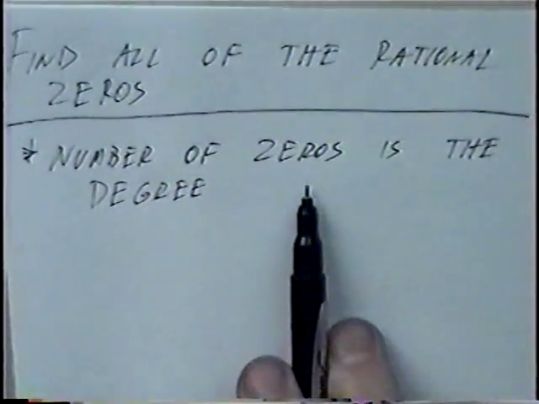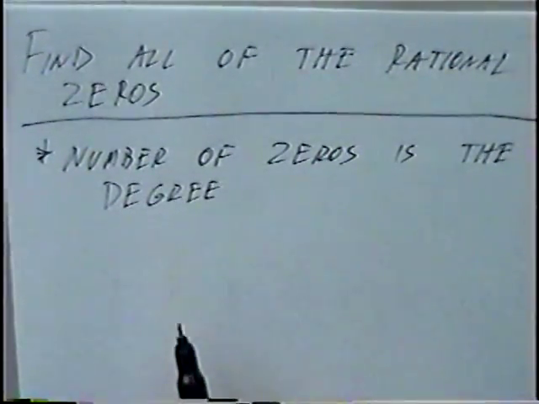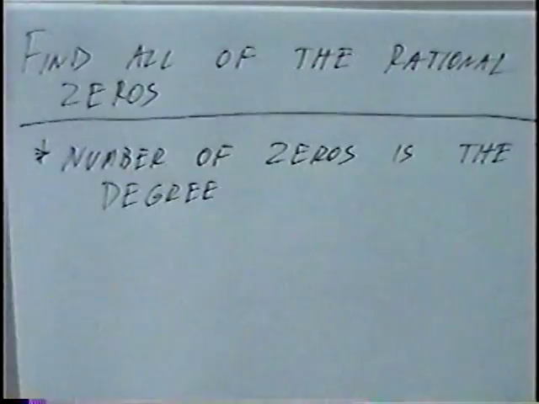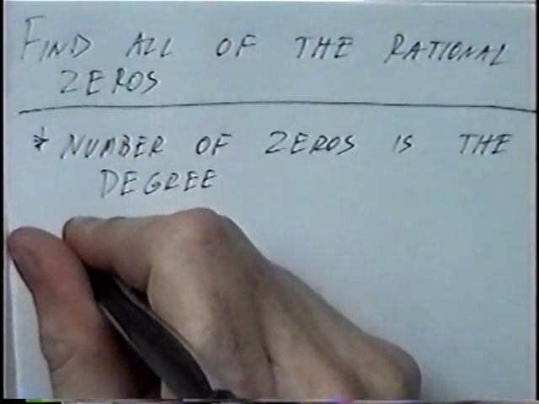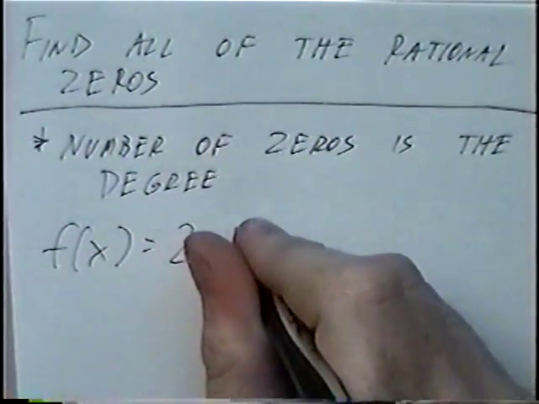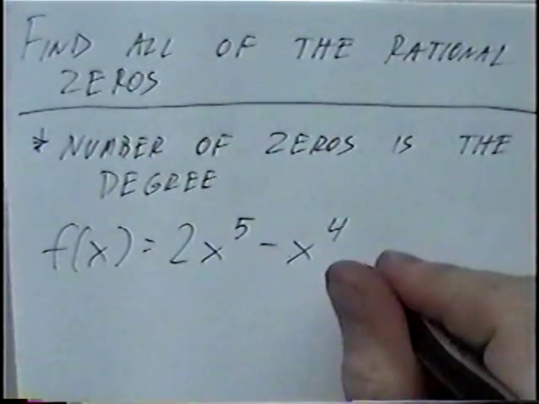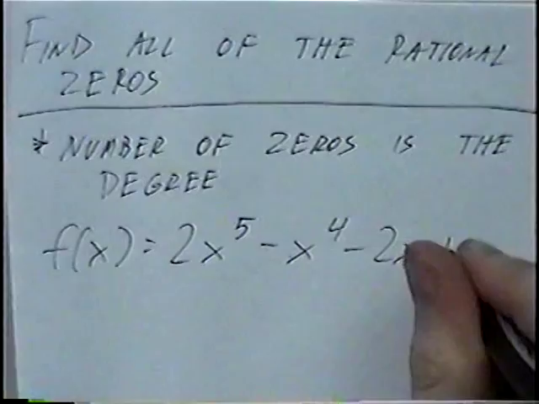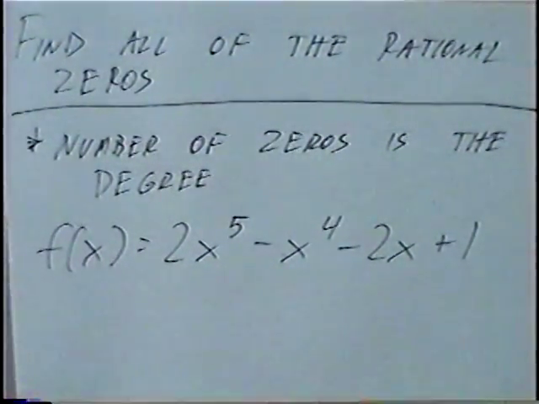For any function, the number of zeros for that function is the same as the degree. And if you remember, the degree is the highest exponent for any function. First function and only function for the section: f of x equals 2x to the 5th power minus x to the 4th power minus 2x plus 1. Again, for this function, we'll find all these zeros.